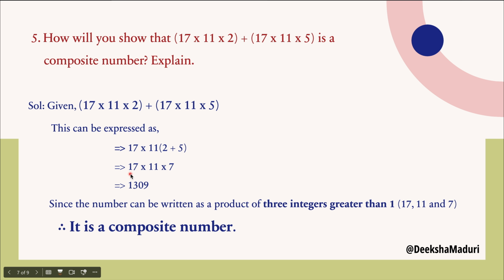This whole expression is here expressed as a product of three numbers. So if it is a product of three numbers which are greater than 1, this can never be a prime number. A prime number should have only two factors, but here there are already three factors which are also greater than 1. So this can never be a prime number. Hence it is a composite number.